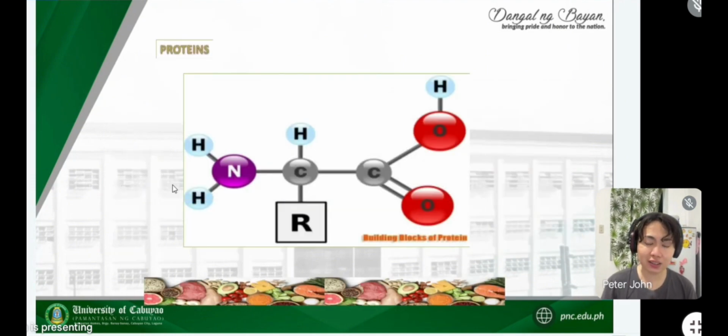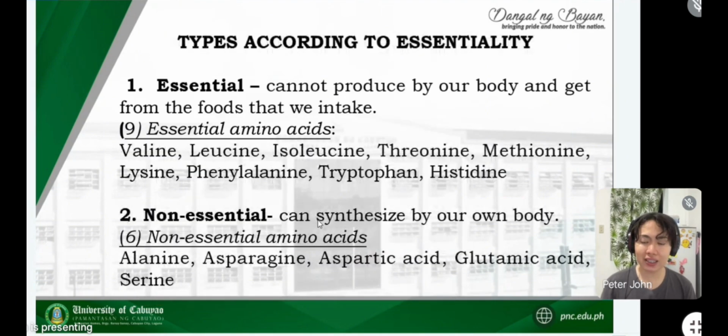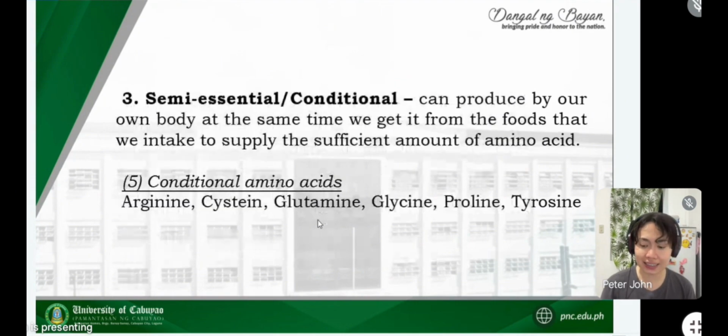Okay, so this one is the structure of the protein. Kung napapansin natin, this one is the carbon, hydrogen, oxygen, and the nitrogen, partnered with alkyl group. Yes po, alkyl group. So, pag nag-function siya. Ayan. So, types according to essentiality. Si protein natin, pwede natin siyang masabi na essential or hindi. So, meron tayong essential. We have also non-essential and semi-essential.